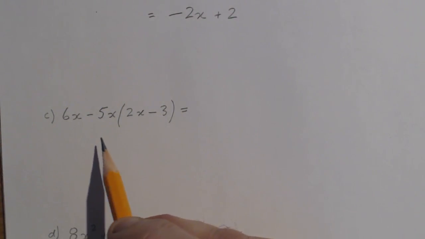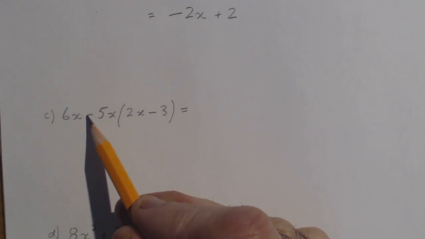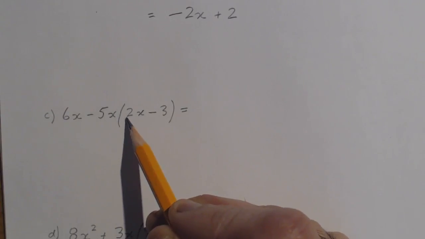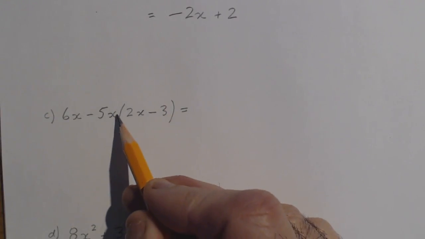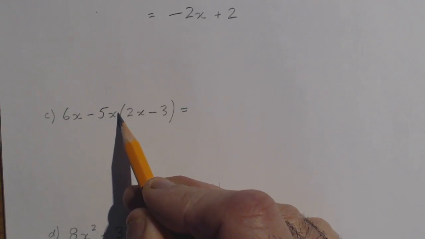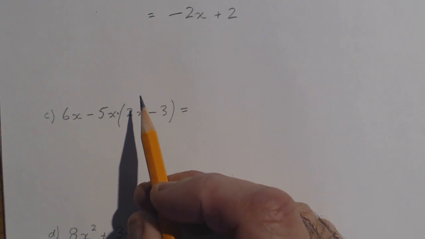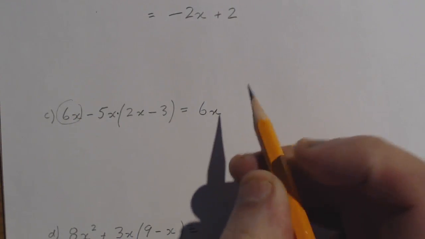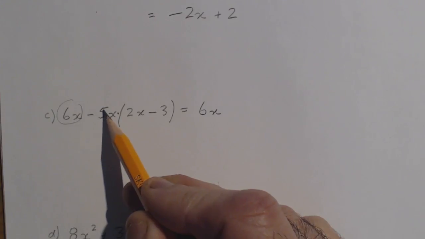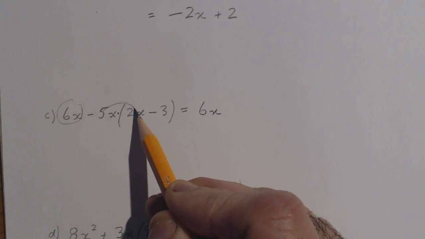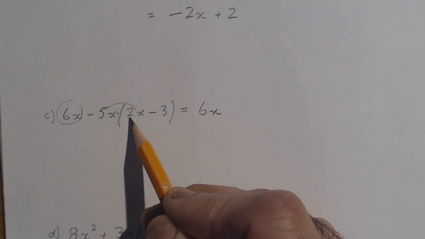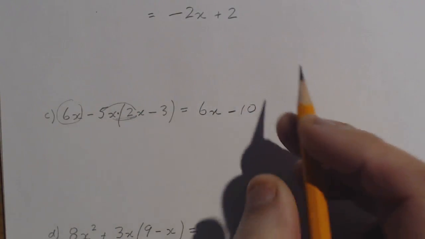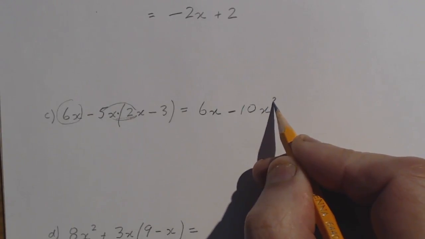Number C here, the same idea. We have 6x minus 5x times, outside the bracket in other words, 2x minus 3. So again, it's only the minus 5x that's involved in this expanding operation. So I just write the 6x as is. I now go negative 5x times 2x. So negative 5 times plus 2 gives negative 10. Multiply the x's there, x squared, so it's minus 10x squared.